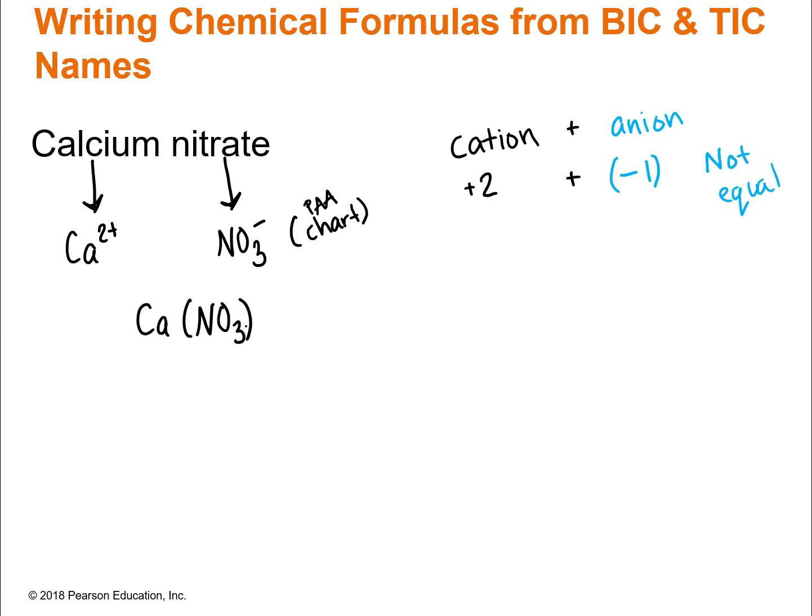Notice how I put the nitrate in parentheses. When we're doing this method, we want to make sure that we convey we want all of the nitrate to be multiplied. So when we take this 2 and put it down here, we want 2 nitrates, not just 2 times 3 oxygens. We want 2 whole nitrates.